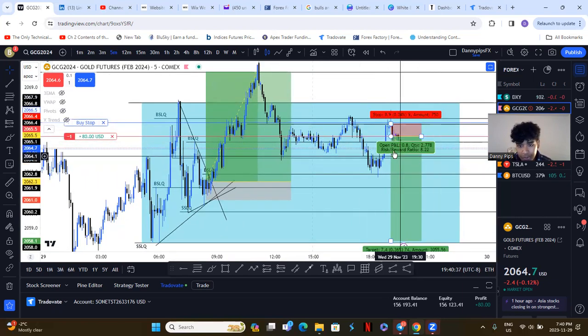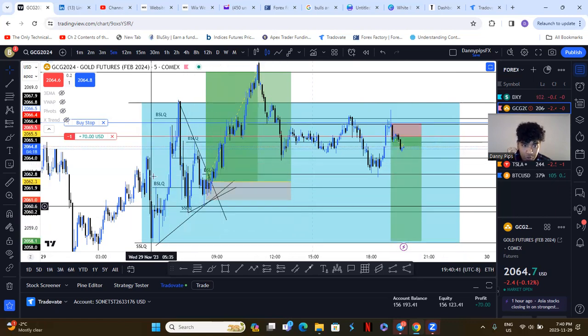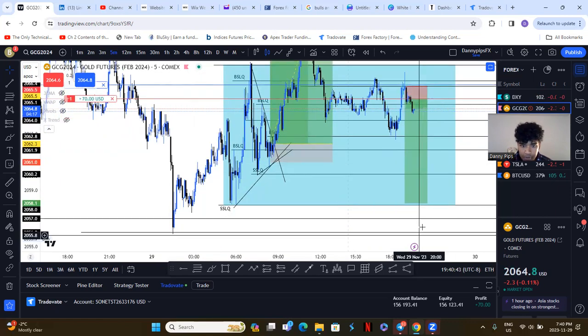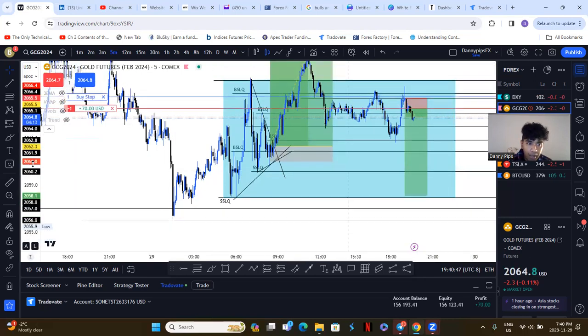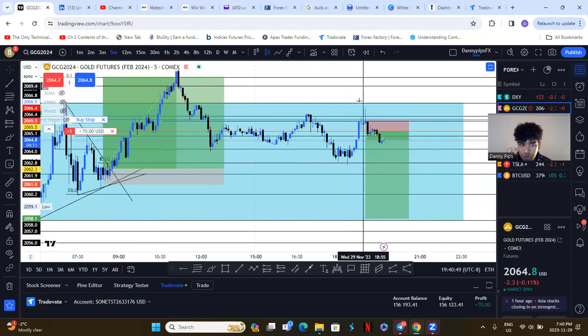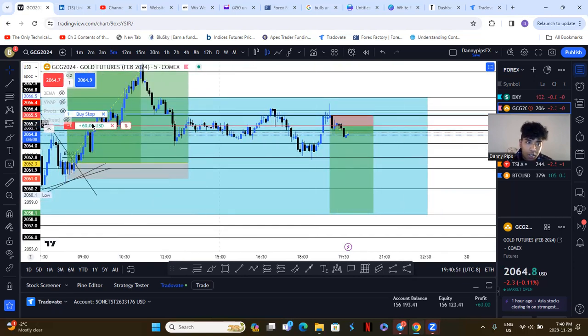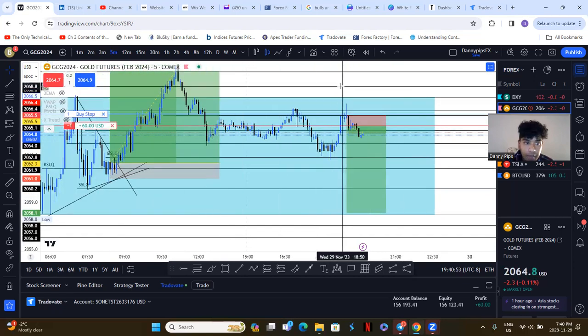So right now I am expecting price to come all the way down and clear out some of these zones over here, at least back down to this one here outside of the blue box. But at this point, who knows? Price can do whatever it wants to do. So I'm going to leave it at that.